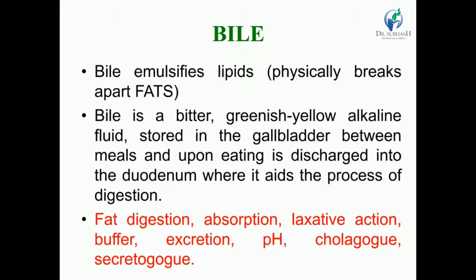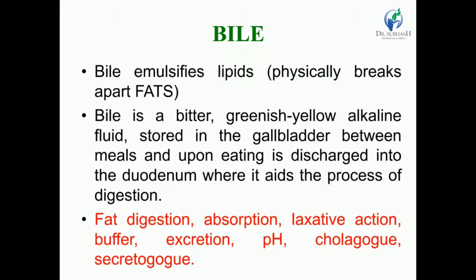Color, greenish yellow alkaline fluid, and it will be stored in the gallbladder between the meals, right? Between two meals. Again, bile juices will be secreted 24 by 7 from the liver, and again it will be stored in the gallbladder for further concentration of it. But between these two meals, these processes will be carried out.